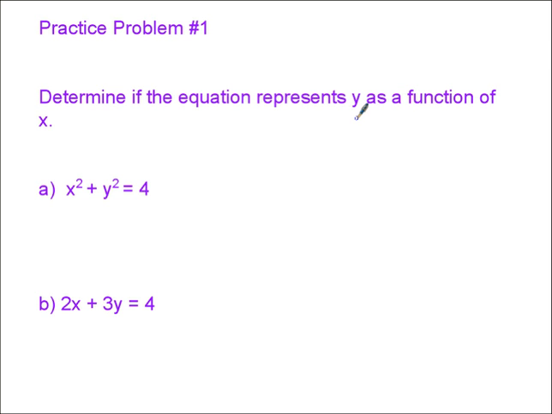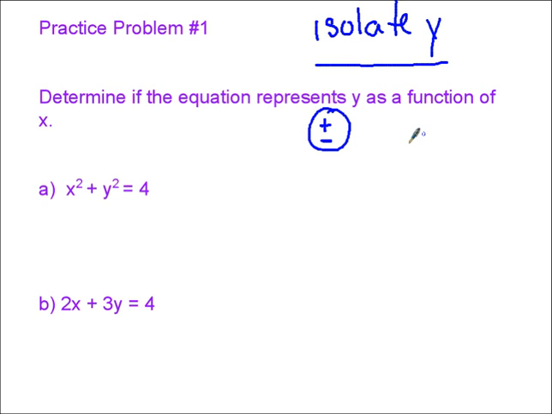Here's a couple examples. We've got 2 steps here. Isolate the variable, isolate y, and then after we've isolated y, we have to see if we have one output. And really the one issue you have to worry about is the case where we get something with the plus or minus. So go ahead and take a look at those.